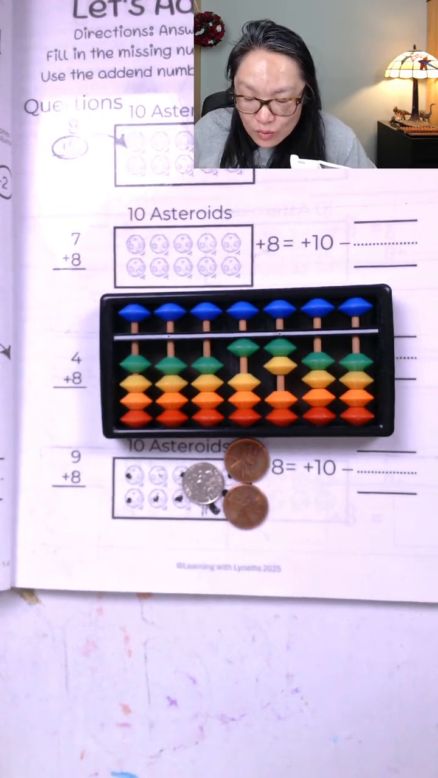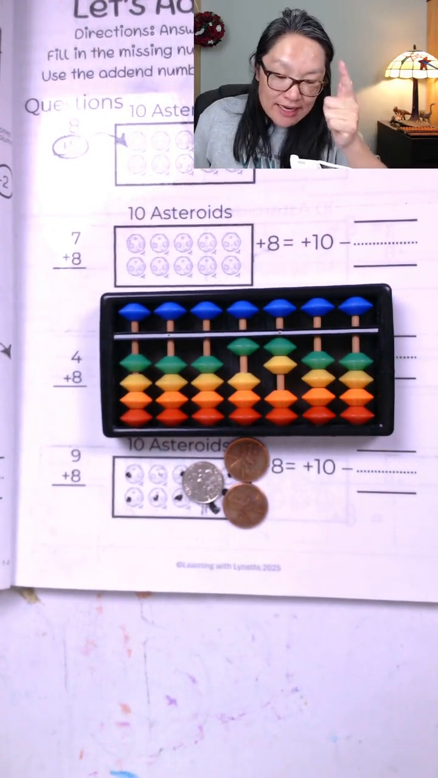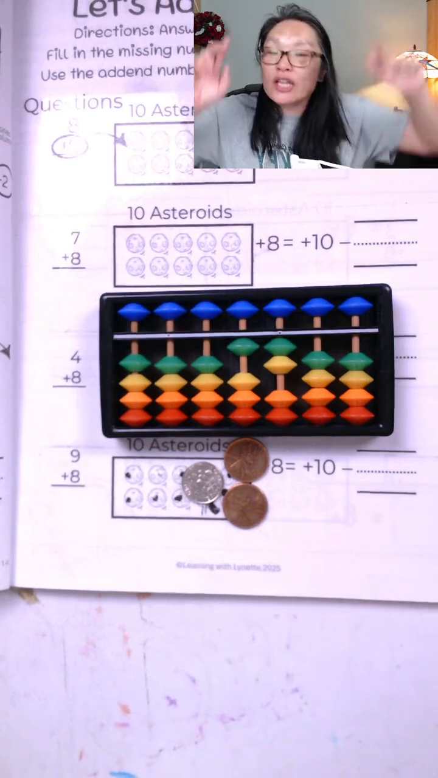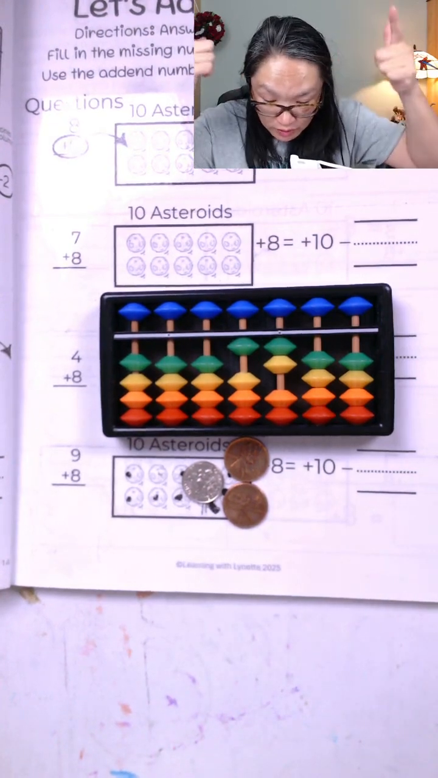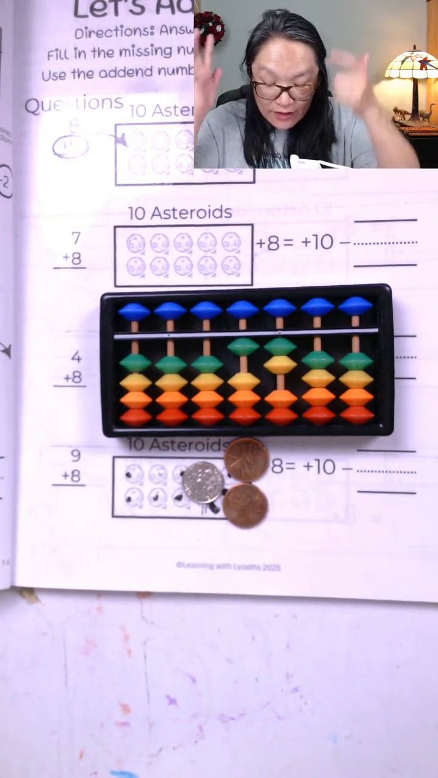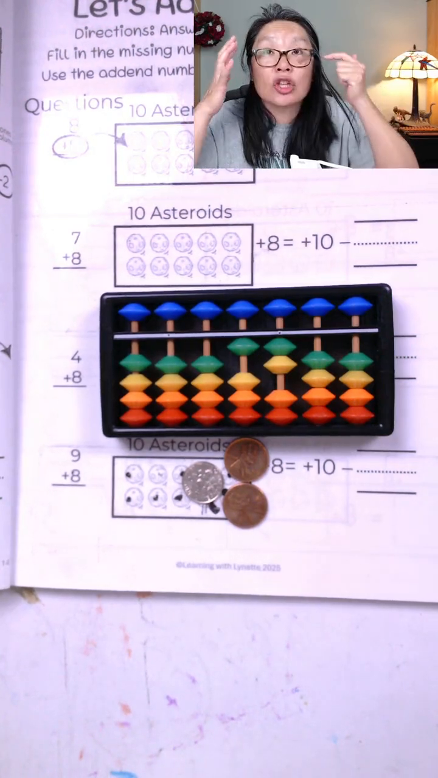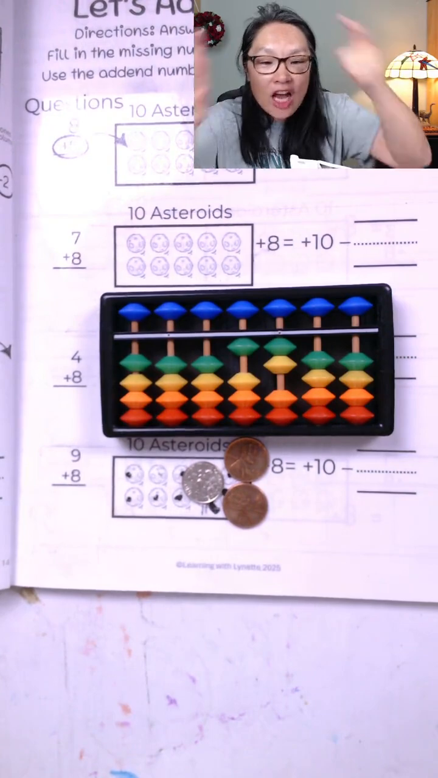I try to relate mainstream math to abacus because I feel like this is the greatest thing next to sliced bread, and it should be taught in school, American schools, Canadian schools. I believe it should be taught everywhere because I feel like it is a lost tool.